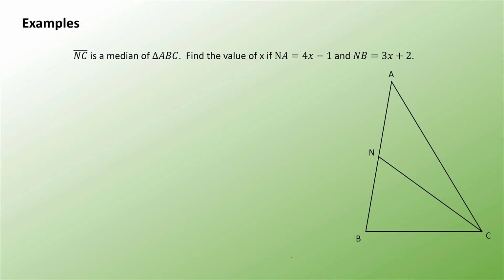So let's do a little bit of algebra with that. So here we have the median NC of triangle ABC, and we want to find the value of x. So NA is 4x minus 1. And NB is 3x plus 2.